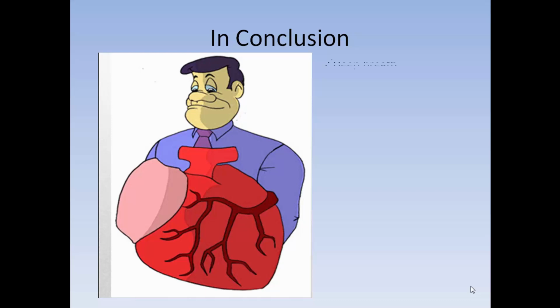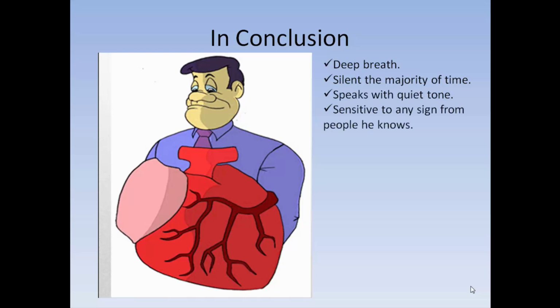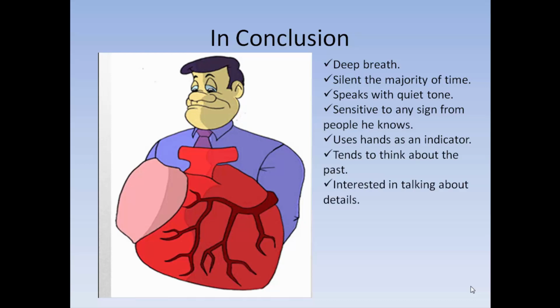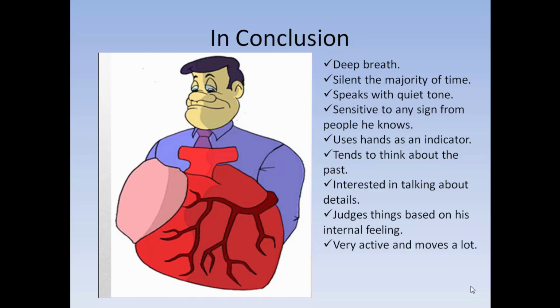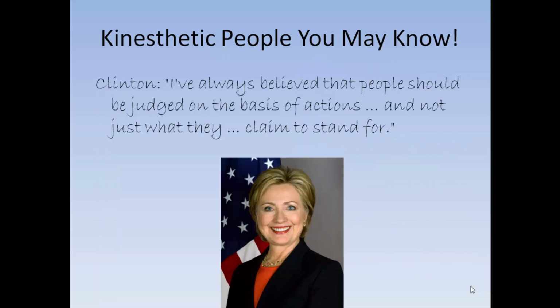And so in conclusion, gentlemen, he takes deep breaths, is silent the majority of time, speaks with quiet tone, sensitive to any sign from people he knows, uses hands as an indicator, tends to think about the past, interested in talking about details, judges things based on his internal feeling, very active and moves a lot, does not like working with visual personality. So here, kinesthetic people, you may know we have here Mrs. Hillary Clinton. Mrs. Hillary Clinton is kinesthetic.